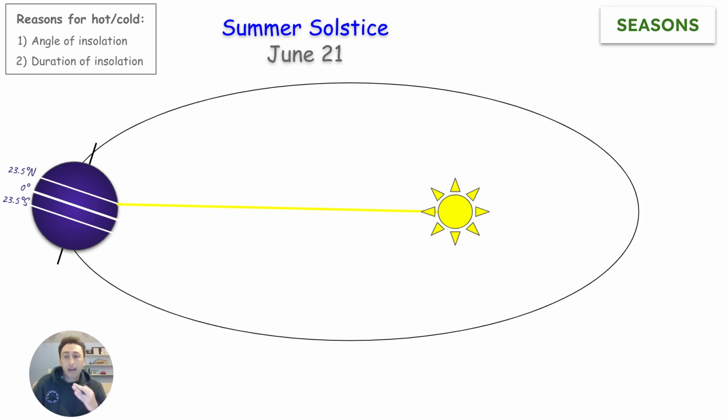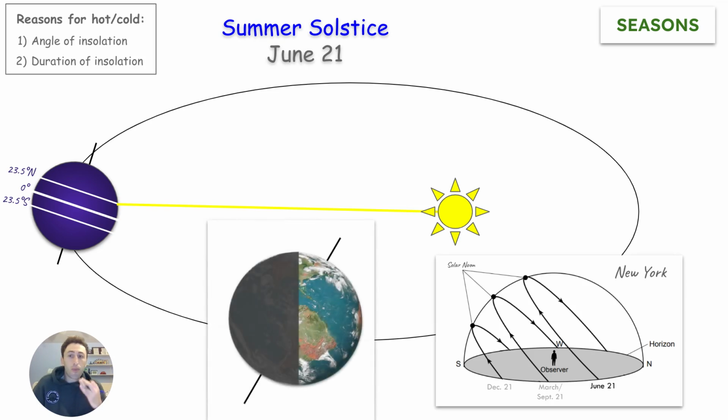Therefore, it's going to be hotter for us in the northern hemisphere. It'll be colder for those in the southern hemisphere, but it's going to be hotter for us in the northern hemisphere because we get more direct sun rays. And we have more duration of insolation. You can see how we're getting more hours of sunlight during that time because we're facing towards the sun. That's called the summer solstice.